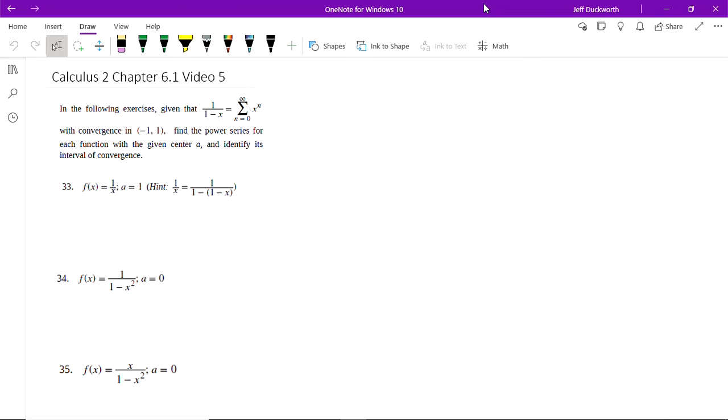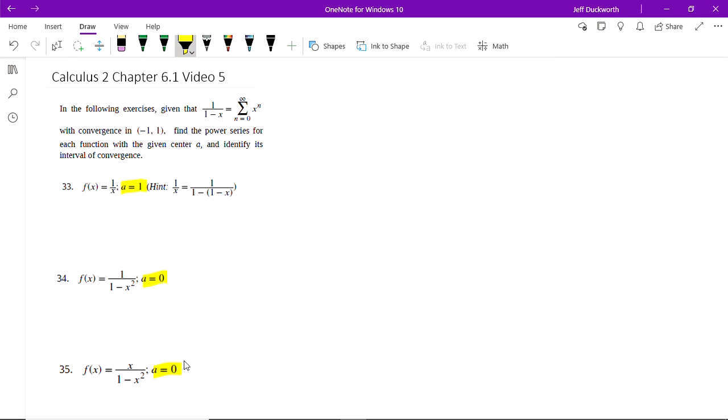All right, in these problems, we have to come up with a power series and then determine the interval of convergence for it. Now, it lets us know that our center is A. So for our first problem, A is 1, but all the others, A is 0. So probably 34 and 35 will be a little easier to manage as far as that goes.